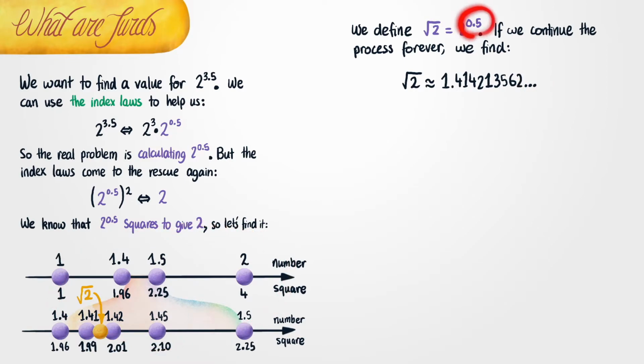Remember that 0.5 is also the same thing as 1 on 2, so we can also write this as 1 on 2. And so finally, the square root of 2 is the same thing as 2 to the power of 1/2. Now, if this is such a good approximation to the square root of 2, how about we try squaring it?